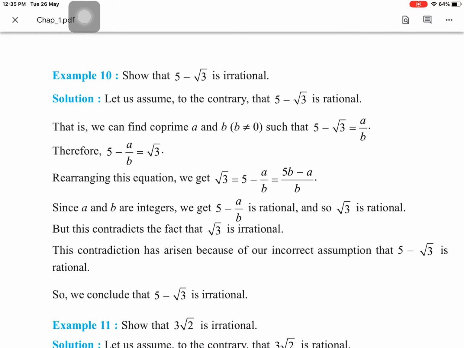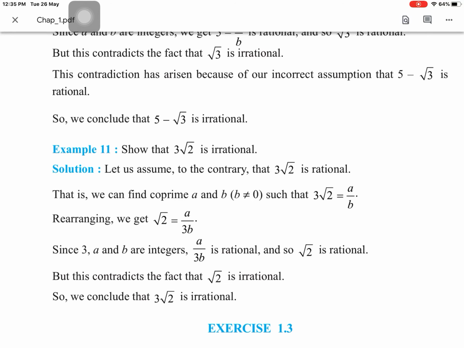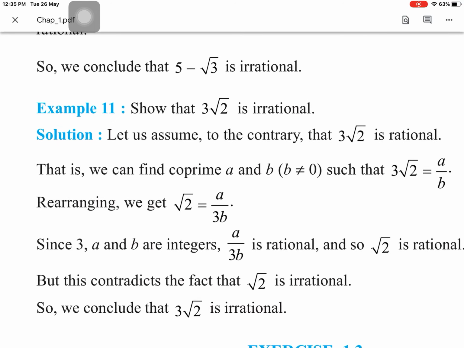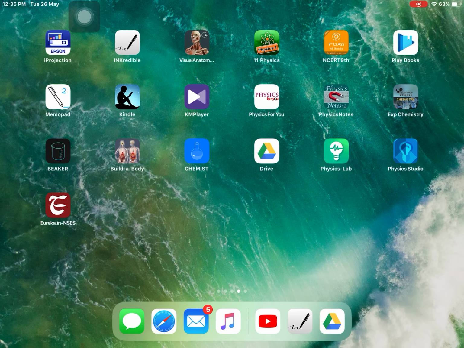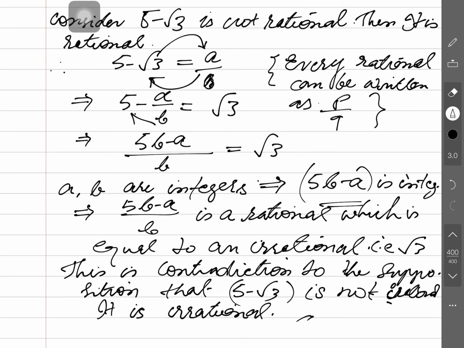So, we have proved this already. Similarly, here is also a question: show that 3 root 2 is irrational. How will I prove this? It's very simple, it is 3 root 2. So, I think everybody can understand this concept.